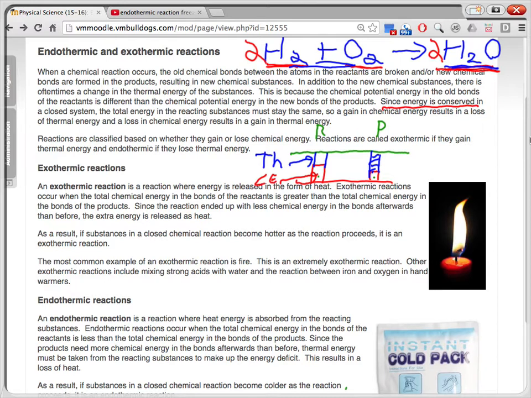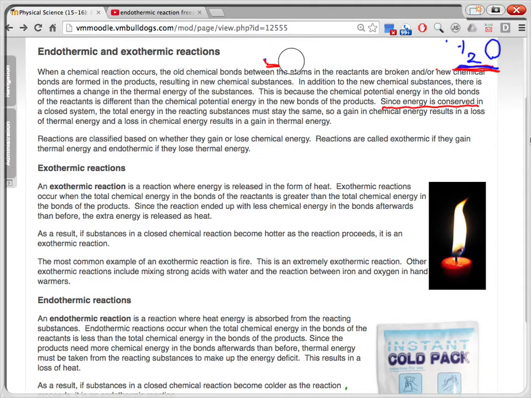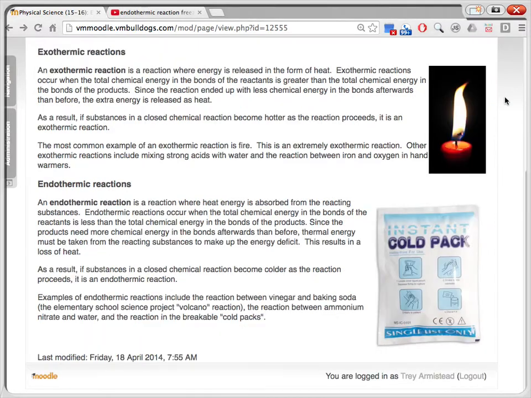So there are 2 terms we use for these 2 types of reactions. One where the chemical energy drops, and so the thermal energy goes up, and the other where the chemical energy goes up, which means the thermal energy goes down. The terms we use for these are exothermic reactions and endothermic reactions. An exothermic reaction is a reaction where energy is released in the form of heat. If you were to stick your hand into an exothermic reaction, you would feel your hand getting warmer, because the total chemical energy in the bonds of the reactants is bigger than the total chemical energy of the products.